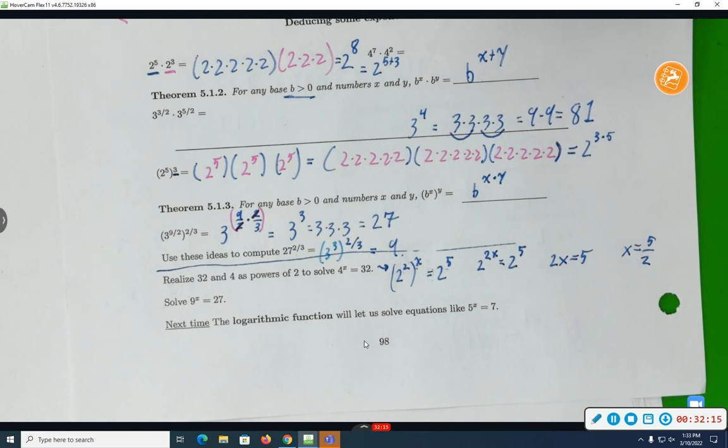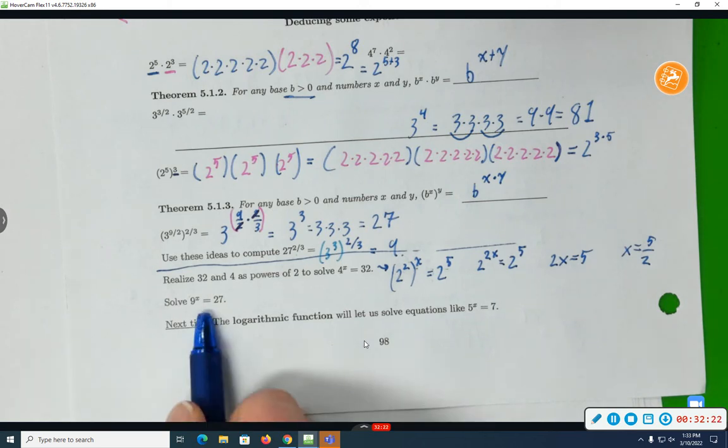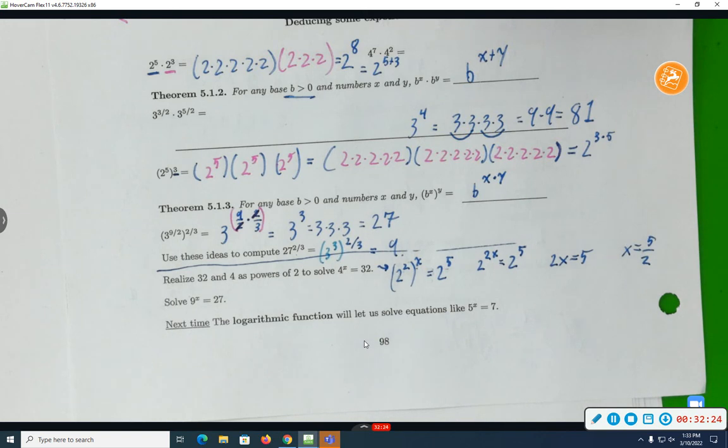Let's take a look at this next equation. 9 to the x equals 27. Maybe it looks like everyone is working diligently, so maybe I'll pause for a moment. They'll tell me what x is.